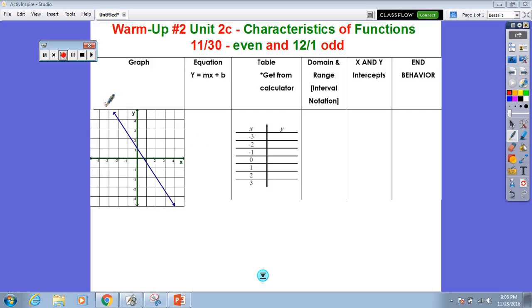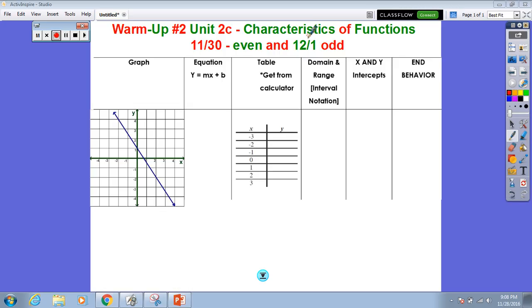Okay, good morning. This warm-up is warm-up number 2. Make sure that you have the title down with the correct date. If this is an even day, your date should be 11/30. And if this is an odd day, then your date should be 12/1. Make sure you're not writing down both of these dates because you don't need them.